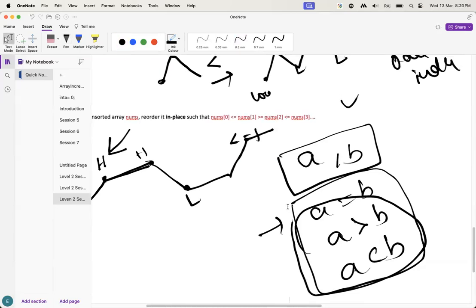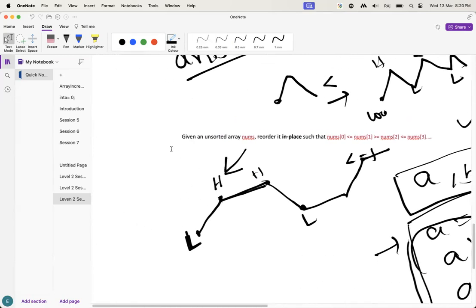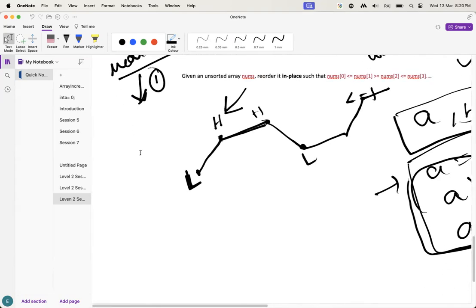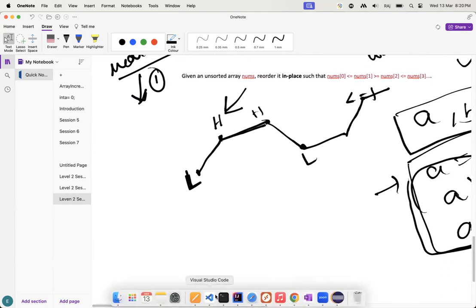This is your assignment, guys. You have to do this one. This is a medium level question, very important. I'm going to share the link as well.